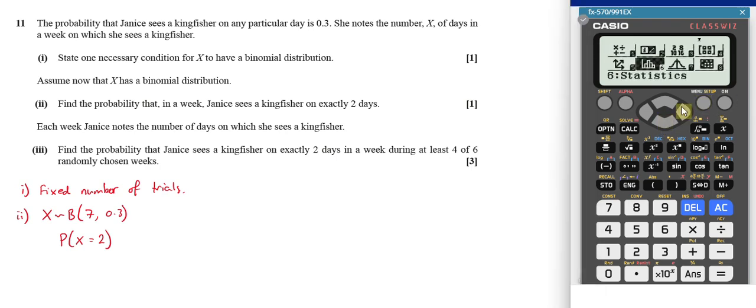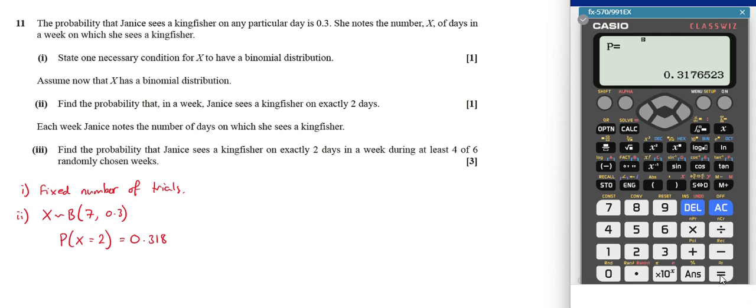So I want my distributions. This is a binomial PD because it's the probability distribution function. I'm going to put my variables in. X is 2, n is 7, and the probability is 0.3. So the probability that x is 2 is 0.318 to 3 significant figures.